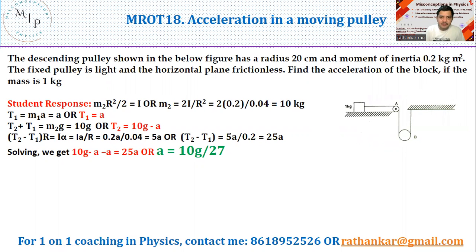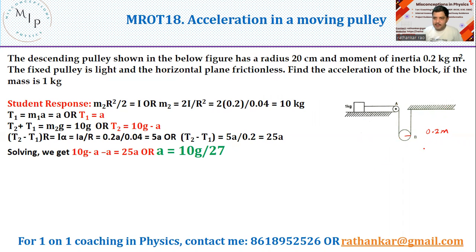The descending pulley shown in the figure below has a radius of 20 centimeter. We are talking about rotation. When we say rotation, definitely the pulley will either have a mass or it will have friction. Two things should be there. If it is kinematics or mechanics, then I might say it's a light pulley. The radius is 20 centimeter, which I'll write in SI units as 0.2 meter.